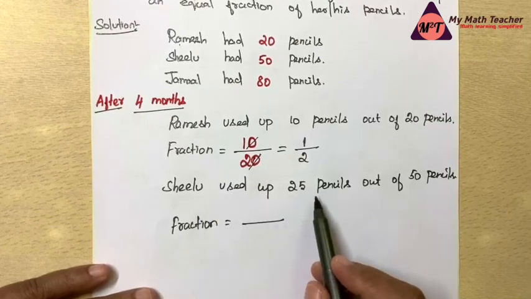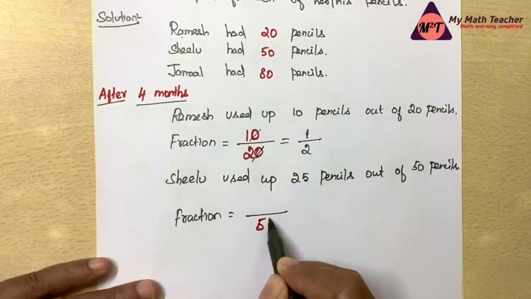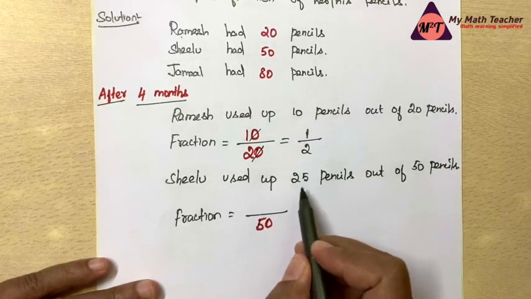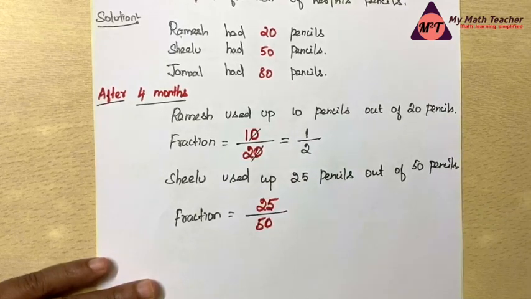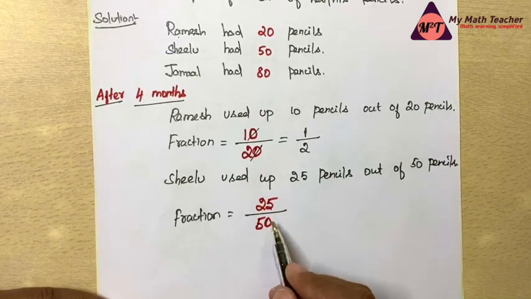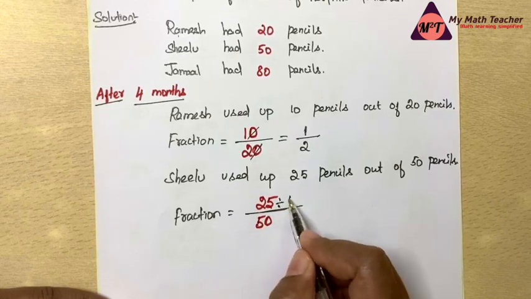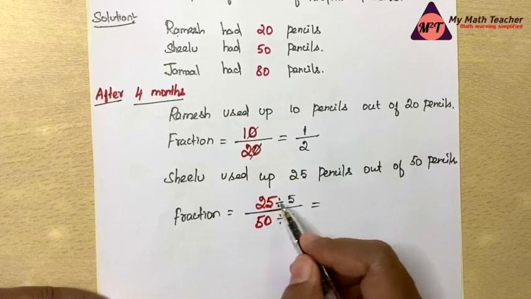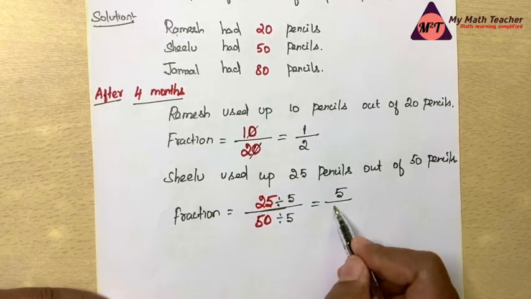Sheelu used up 25 pencils out of 50 pencils. Total number of pencils she had was 50. Out of this, she has used up 25 pencils. So this is 25 in the numerator. Now we can simplify both the numbers by 5 because both the numbers are multiples of 5. So divided by 5, divided by 5. So 25 divided by 5 will be 5 and 50 divided by 5 will be 10.